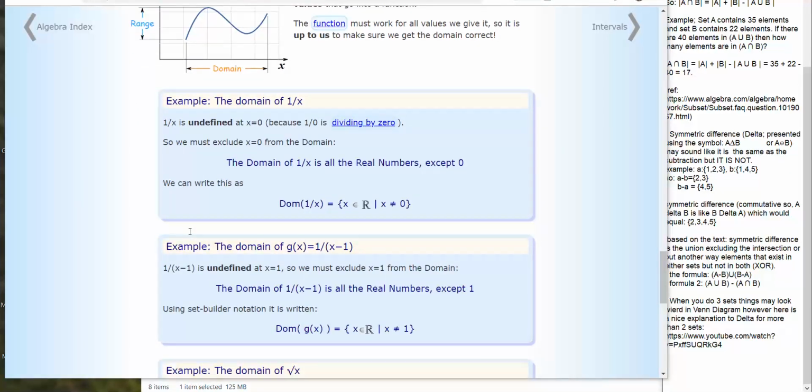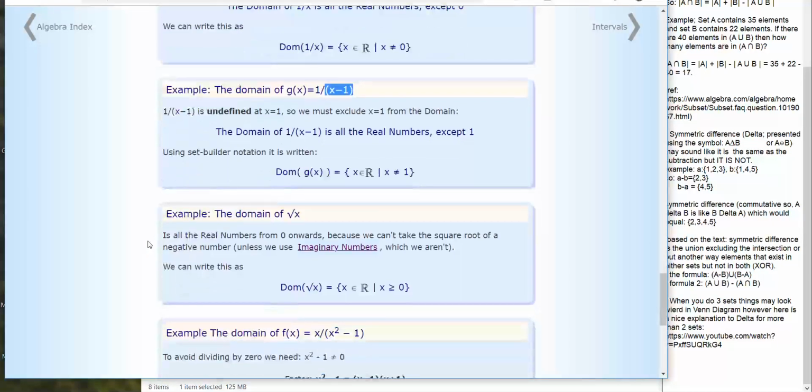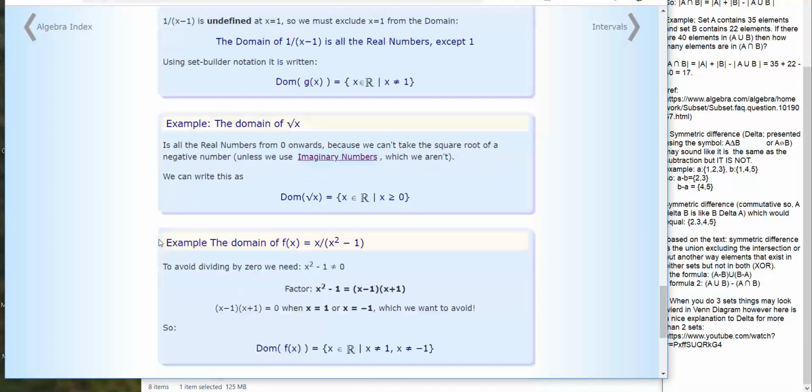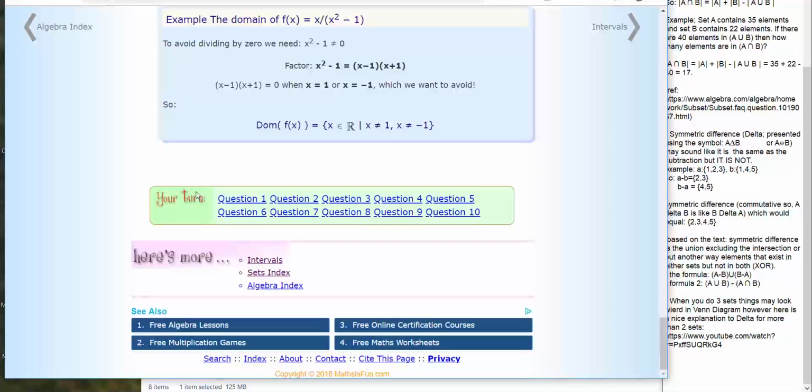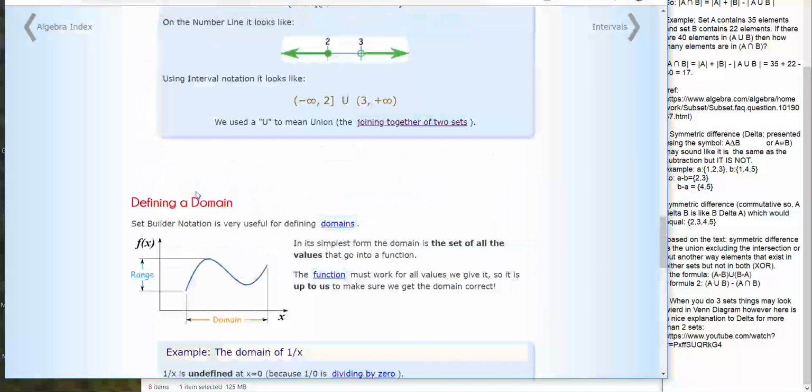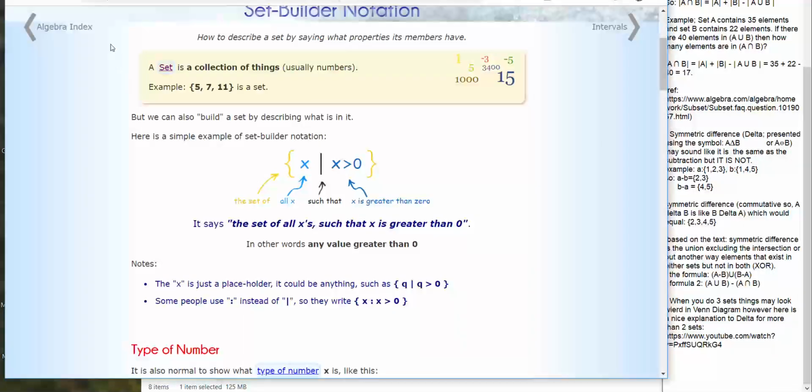Okay, the function here is 1 over x. So the domain of g(x) equals 1 over x minus 1. So x should not equal 1, so that we will not get a 0 in the denominator. For the square root of x, the value under the root should also not be negative, or we are in a problem. And the same applies for the other examples as well. So that's the domain.